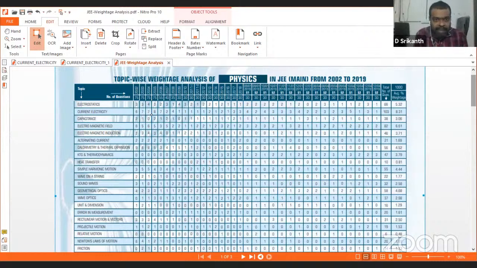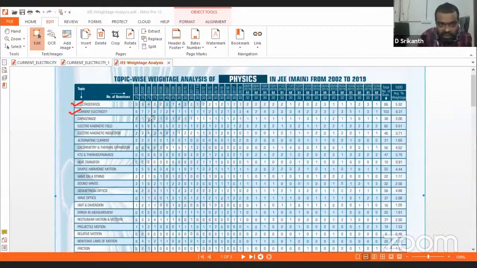See, the maximum is 8 questions in 2005. The minimum is 1 question. So every year they asked questions from current electricity. I think in electrostatics, only 1 year they didn't ask, in the second session, 12th January 2019. But every time they are asking questions. So you can rate it, and I'll put a red mark.